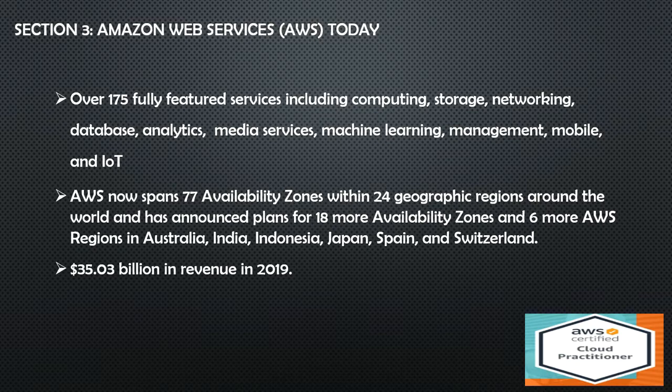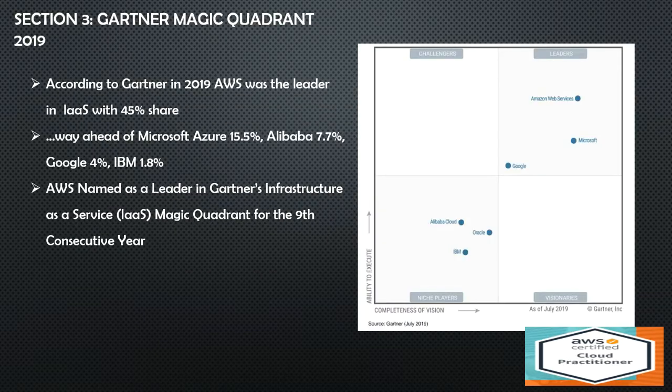AZs are basically like data centers. Regions are the geographic area, you can say a country or a continent. You can see here in the third point I mentioned the same thing. In 2019, the revenue generated by AWS was $35 billion, right? So you can see that there is great growth in the business for AWS, and there is basically good demand in the IT environment, right?